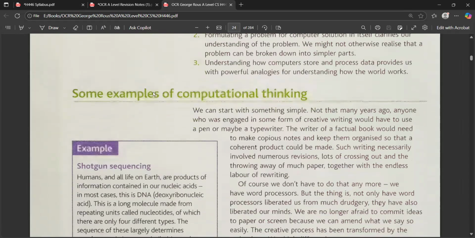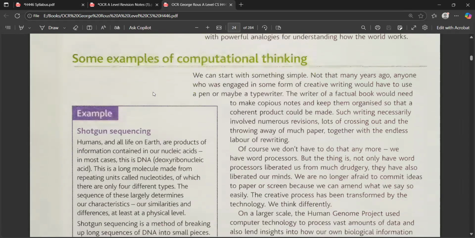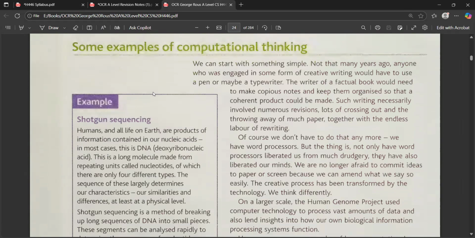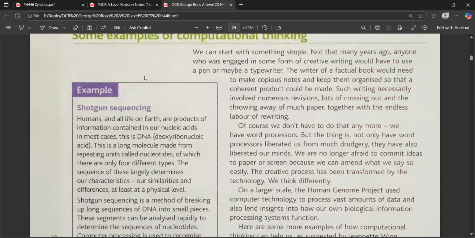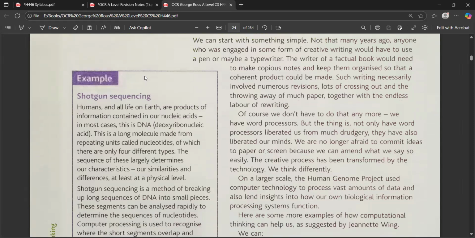Some examples of computational thinking are right here. Not many years ago, anyone engaged in some form of creative writing would have to use a pen or maybe a typewriter. The writer of a factual book would need to make copious notes and keep them organized so that a product can be made. But such writing necessarily involves numerous revisions, and you need to cross out many things, throwing paper away. It takes a lot of your time and a lot of your paper.